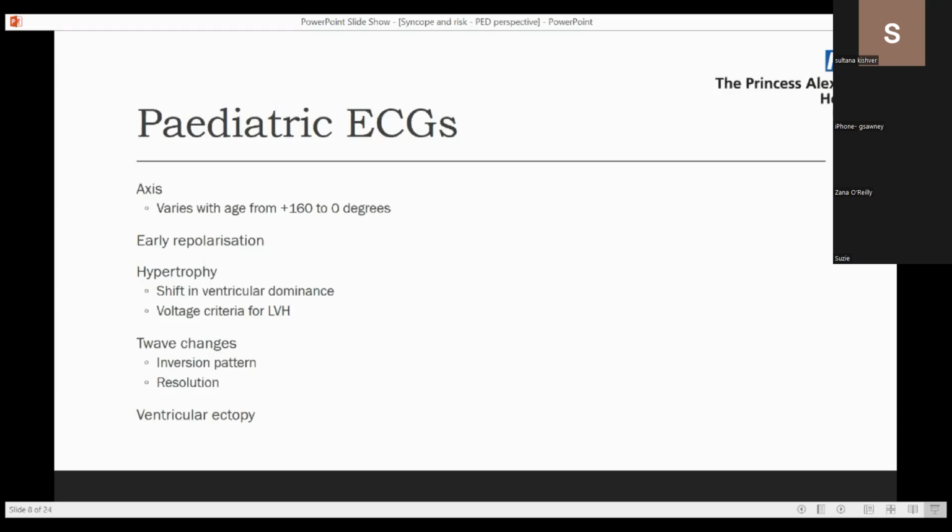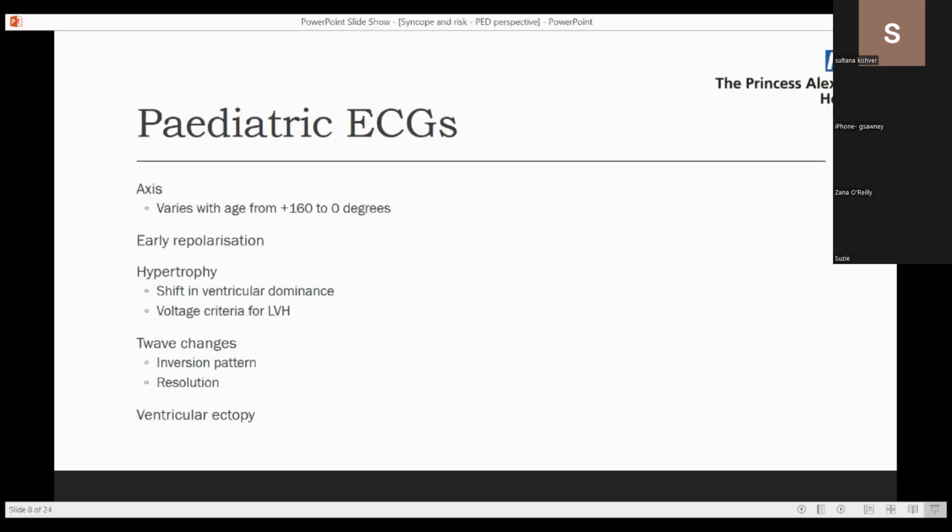Early repolarizations, big problem in pediatric ECGs. This is where your ventricle starts to repolarize. So after it has depolarized, which is the QRS complex, it starts to repolarize before your T wave, which is the true repolarization of your ventricle. So something starts happening with ion movements across your myocytes before that true T wave starts. And that creates something that looks either like ST elevation or like a little notch there. And so that is pretty common in pediatric ECGs.